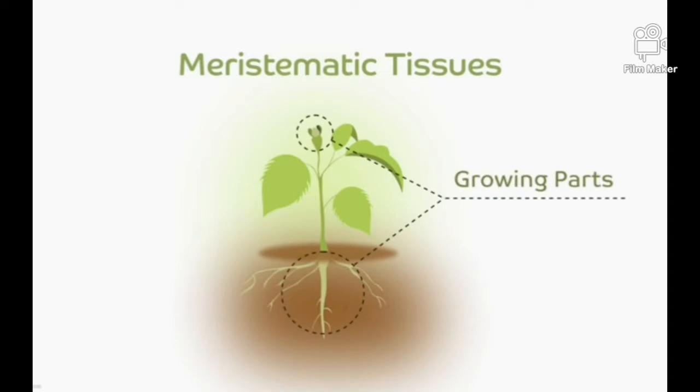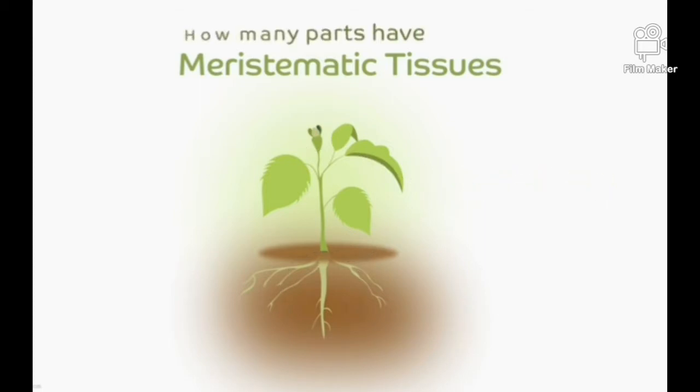So, where do you think you will find this tissue? Exactly, they are at the places where the plant's parts show growth. And as we just studied, all the parts of the plant do not show growth. Growth is restricted to only certain parts of the plants.